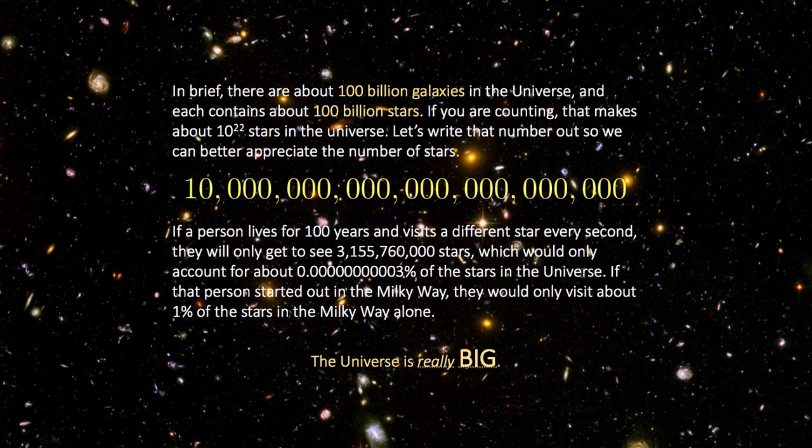So 100 billion galaxies, 100 billion stars in each galaxy. If you multiply those two numbers together, you get 10 to the 22 stars in the universe. So I wanted you to kind of take a second to absorb that information. This is 10 to the 22. So a 1 followed by 22 zeros.